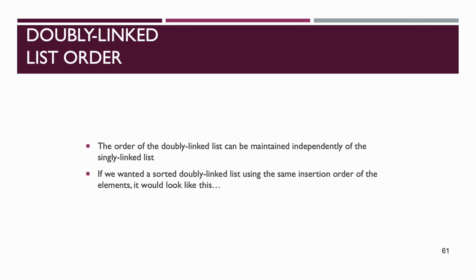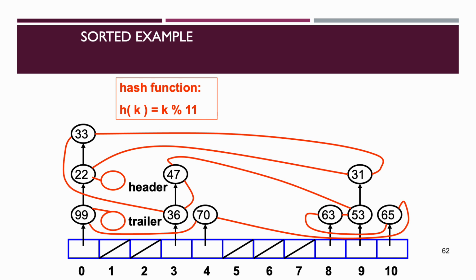The order of the doubly linked list can be maintained independently of the singly linked list. If we wanted a sorted doubly linked list using the same insertion order of the elements, it would look like this. So this one is a sorted example. If you look here, we have the same hash function.